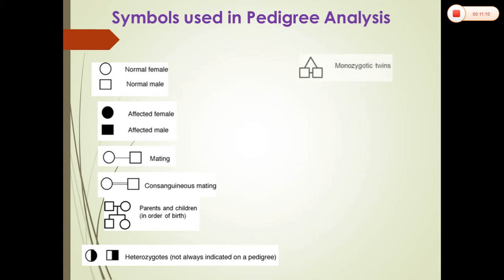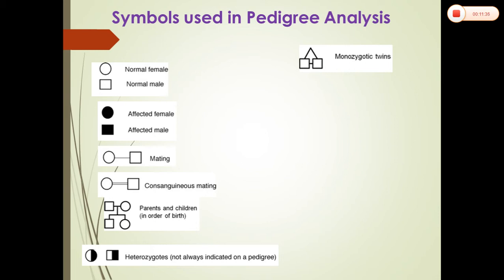Next one. If twins are monozygotic, meaning identical twins, then we show them like this. Here both are sons, so upside there will be parents, and then two vertical lines. If both are daughters, then instead of squares there will be circles, and again a horizontal line between those two.